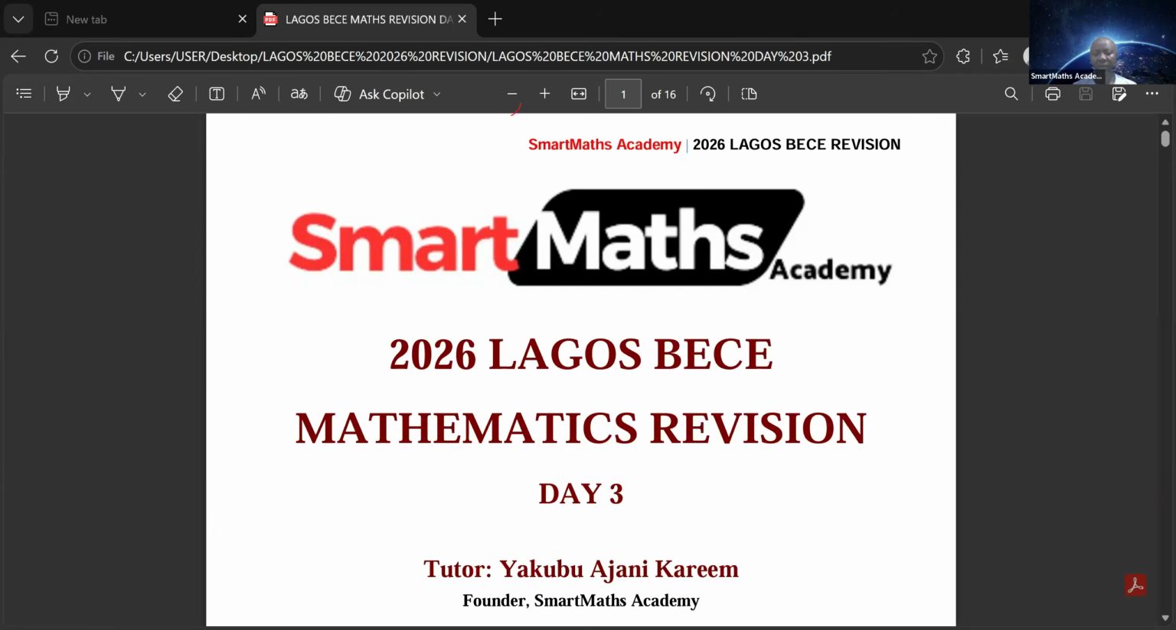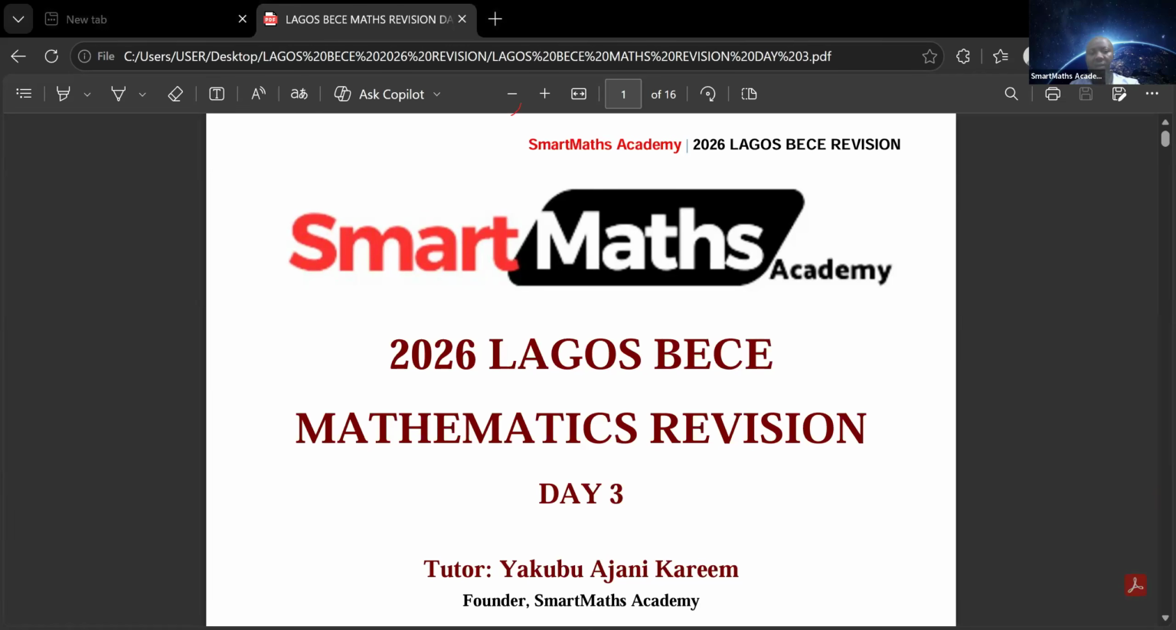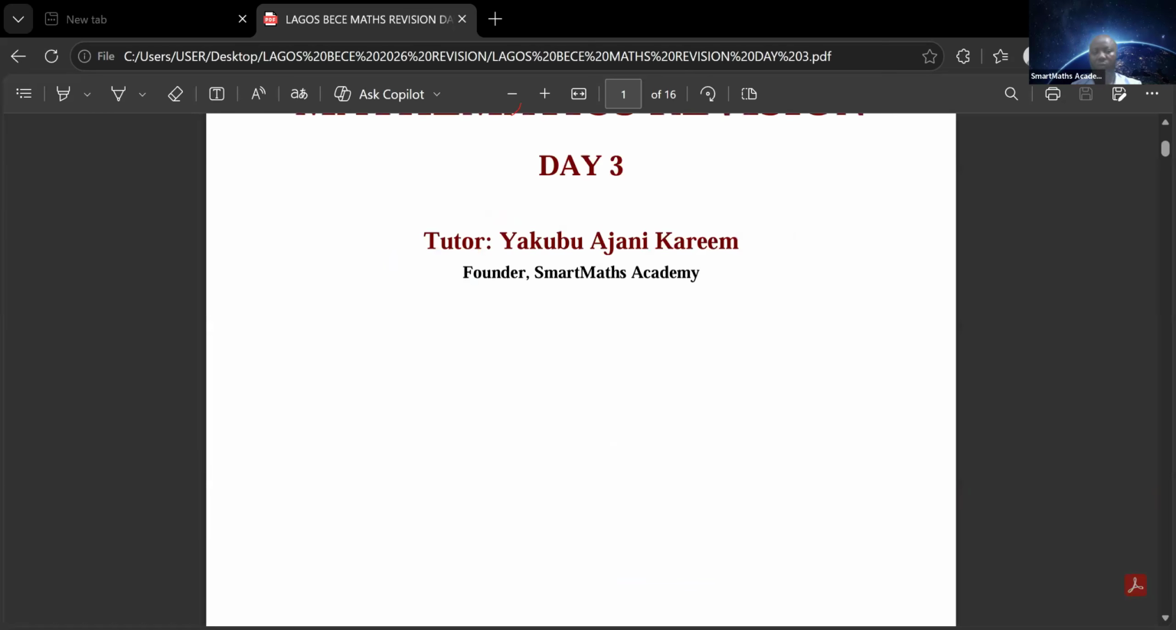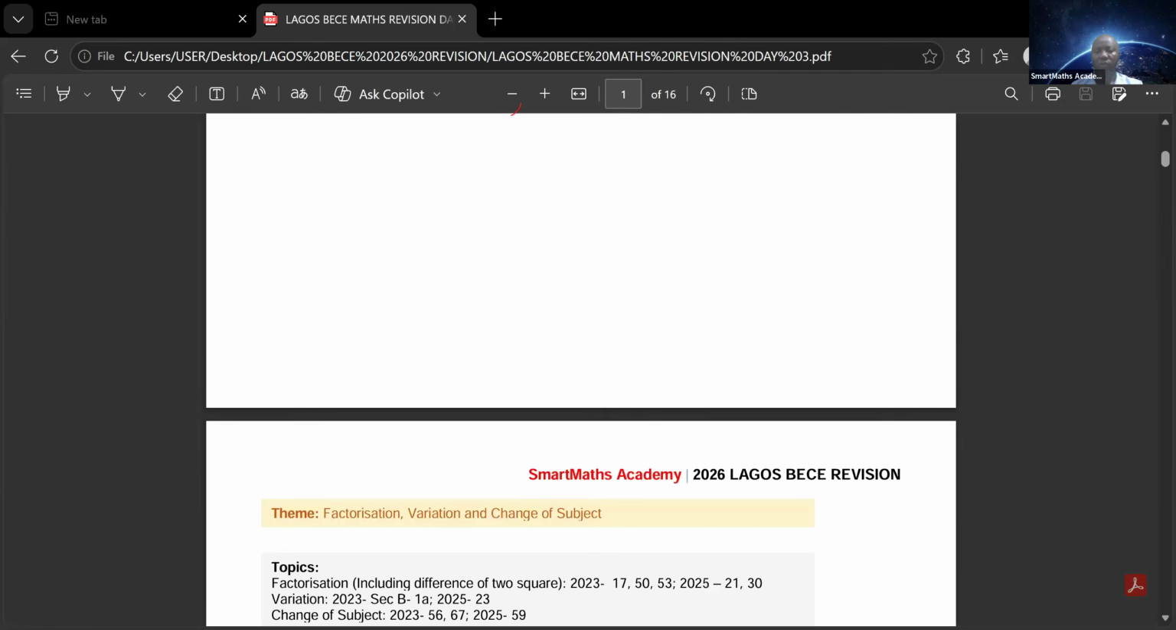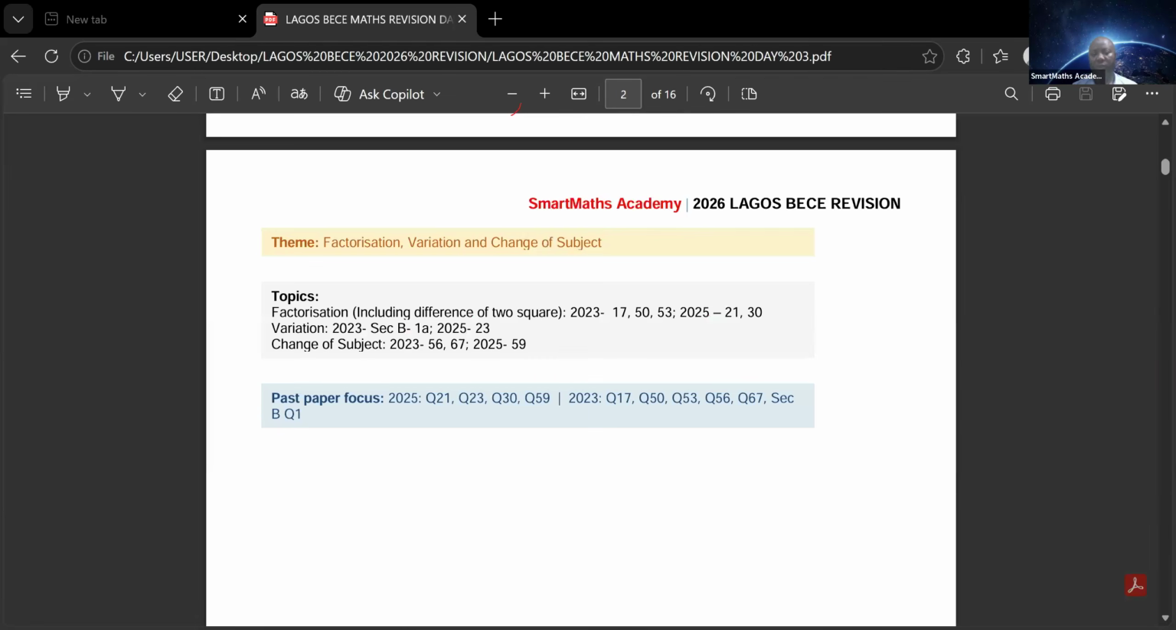As I've told you earlier on, after I've explained a topic, I'll pause and you ask a question. The topics we are looking at today are just 3: factorization, variation, and change of subject. Under factorization, we have a lot to discuss. The same thing with variation and change of subject. So today, I want to solve more questions.